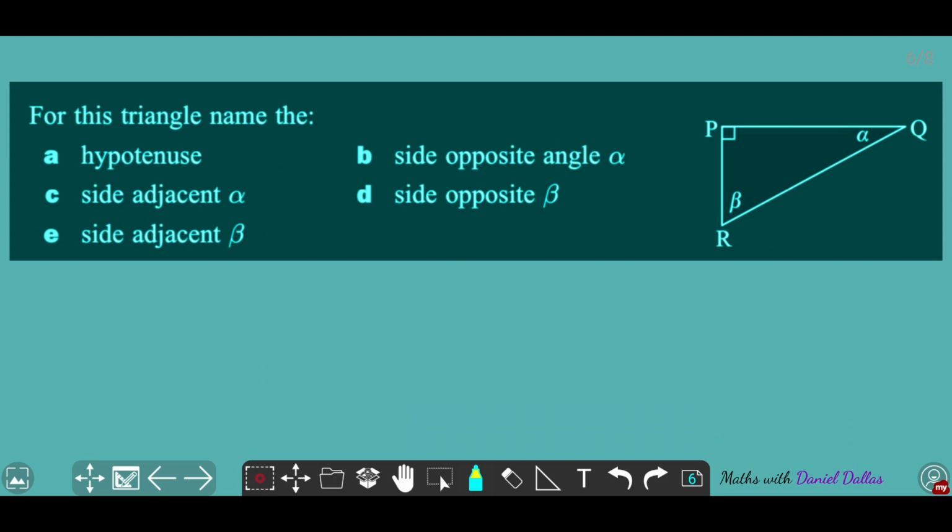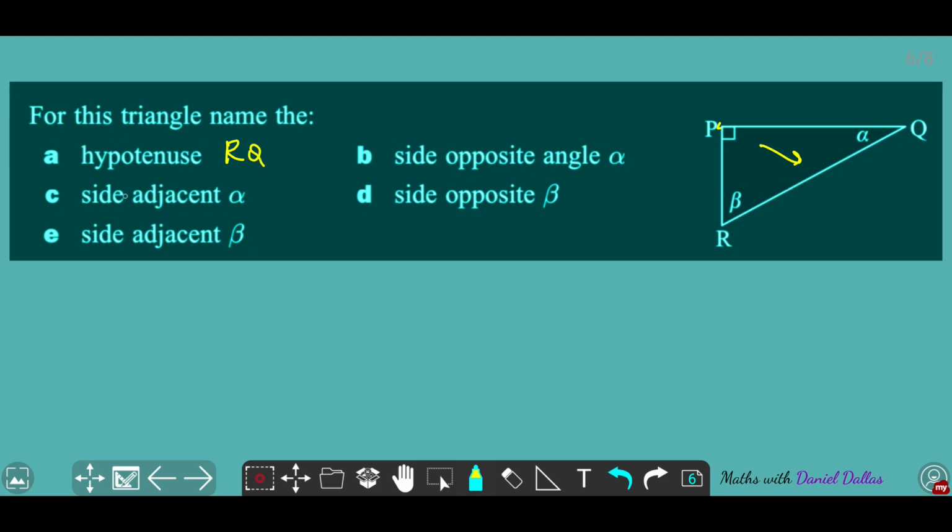Here's one more complicated, but not really. Again, pause the video and try to do it on your own. For this triangle, name the hypotenuse. The hypotenuse is the longest side, which is opposite the 90 degrees angle. By the way, sometimes it can't be established that this is the longest side because the triangle might not be drawn to scale. But once you have a 90 degrees angle, in this case angle P, opposite angle P you'll find the hypotenuse. So that's why it's RQ or QR.